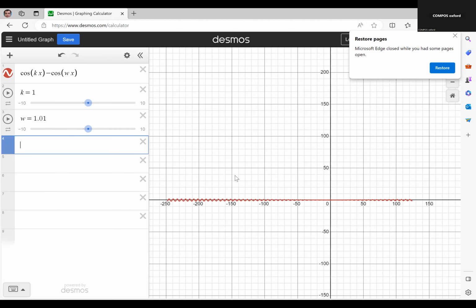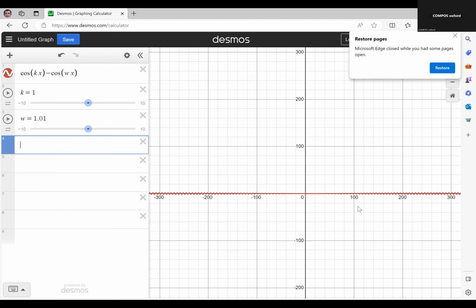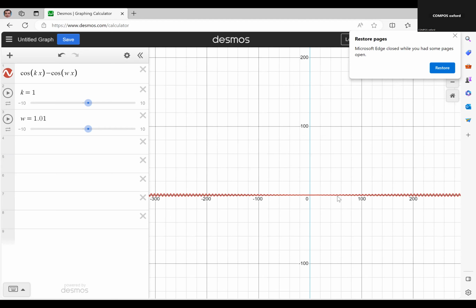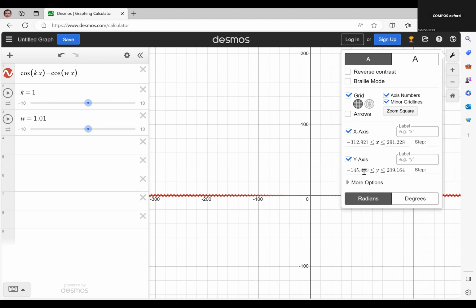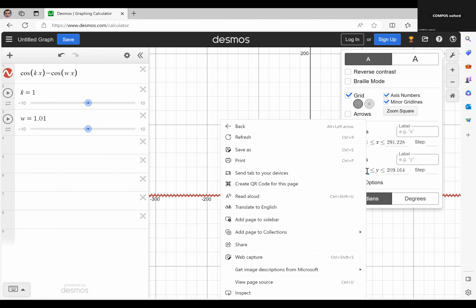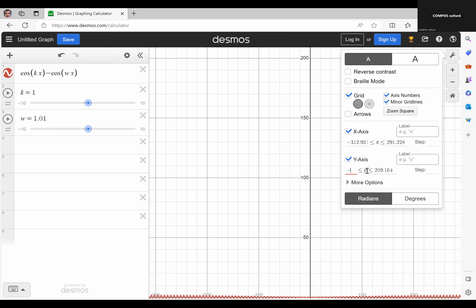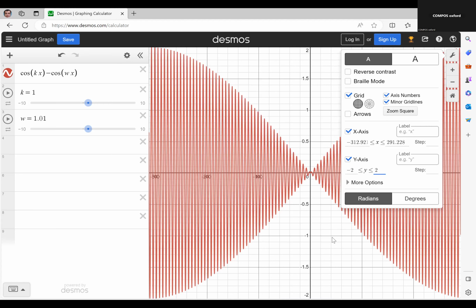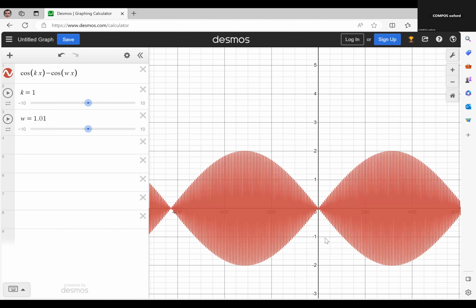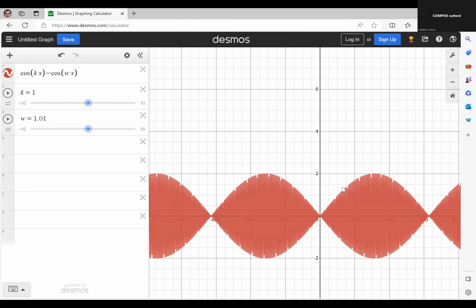Okay, so there. I want to change the y scale, so that it's on a different order of magnitude to the x scale. There we go, that's much better. Okay, so what we've got here, we can see that the amplitude increases and then it decreases. And then you get this beat phenomenon.